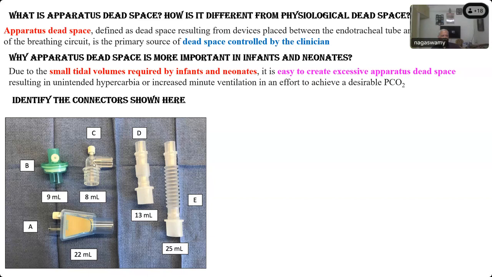And what is this called? L connector, or elbow connector, again with an adapter for ETCO2 connection. And what are B and D?